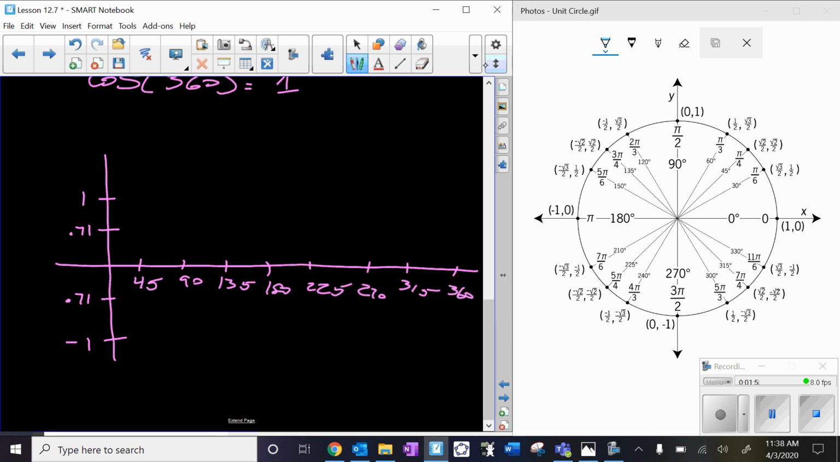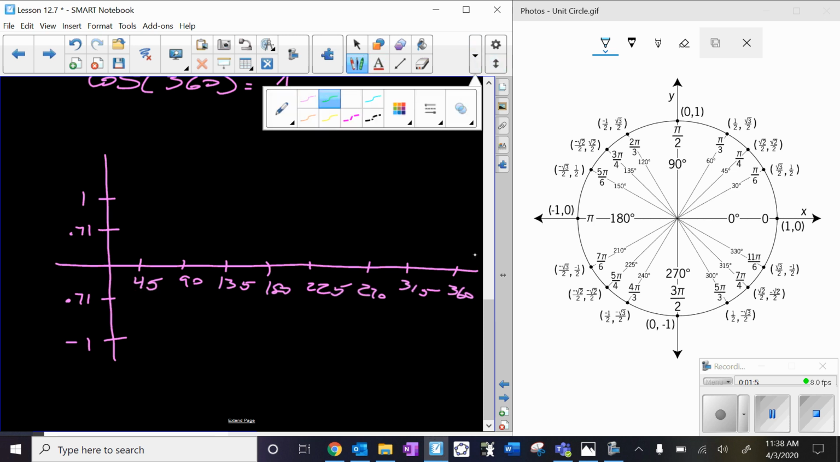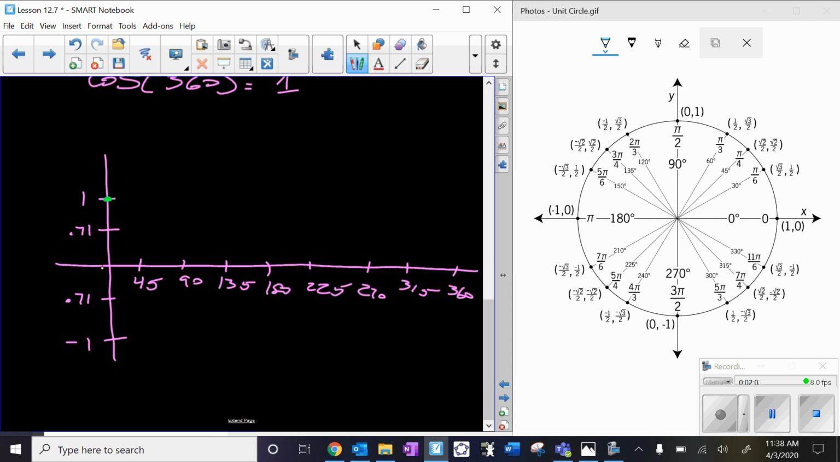So graphing this time, what it would look like at cosine of 0, we had a height of 1. At cosine of 45, we were at 0.71 or square root of 2 over 2. Cosine of 90, we were at 0. 135, we were at negative 0.71. 180 was negative 1. 225 was negative 0.71. 270, we were back at the height of 0. 315, 0.71. And 360, back at 1 again.